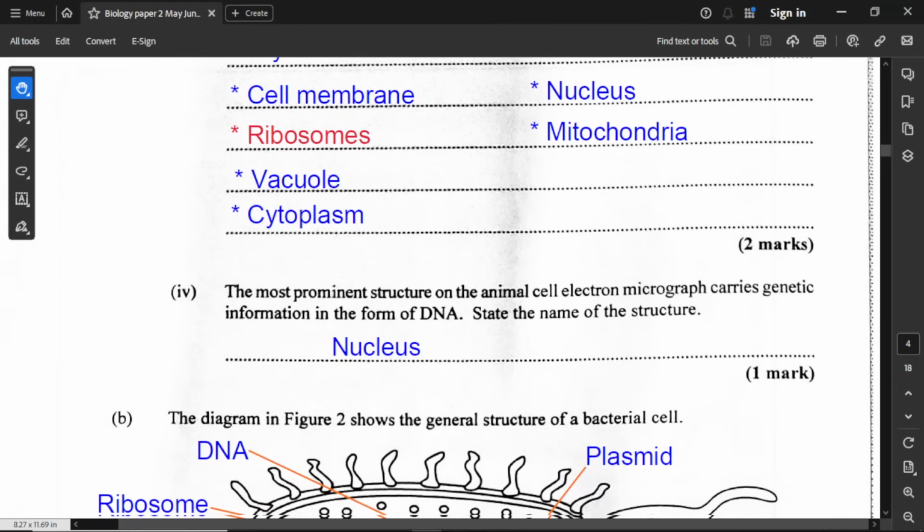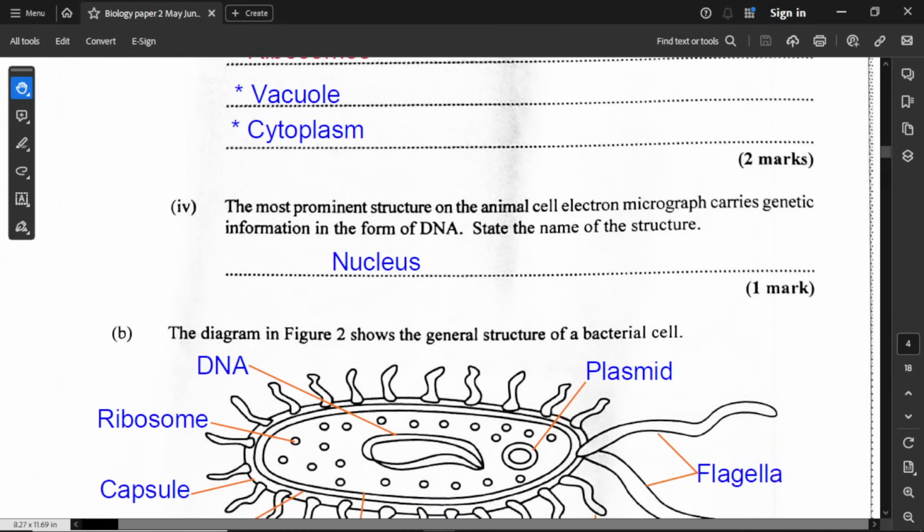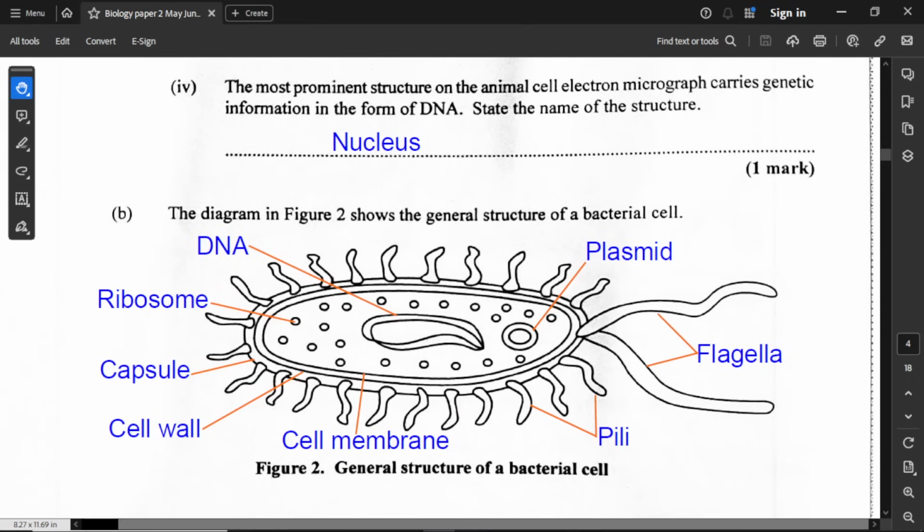For part 4, it said the most prominent structure on the animal cell electron micrograph carries genetic information in the form of DNA. State the name of this structure. And notice here it said that this is an electron micrograph, and this is another clue to prove that it is an electron microscope. However, the prominent structure in the diagram, if you could go back, you'll notice that it is the nucleus that is shown.